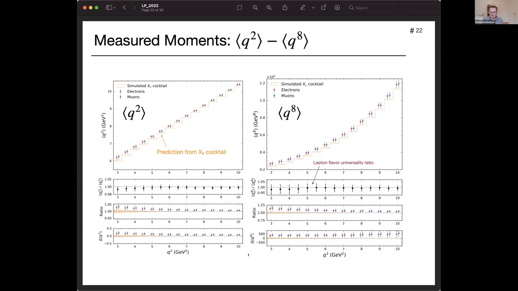And here's what is measured. You can see here on the left-hand side the q² moment, so the first-order moment, and on the right-hand side the fourth-order moment, with progressive cuts on q² itself, and also compared to the prediction of the, this should be the XC cocktail. And we also checked the ratios between electrons and muons. We measured them individually, so one can also do an LFU test.